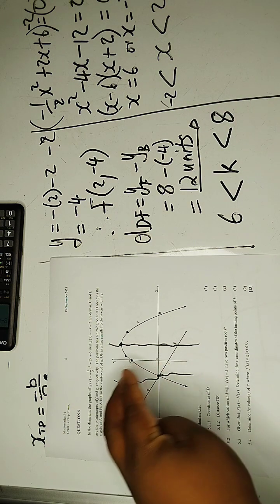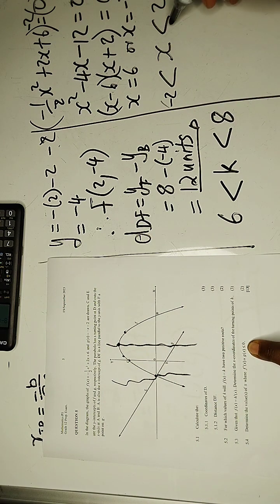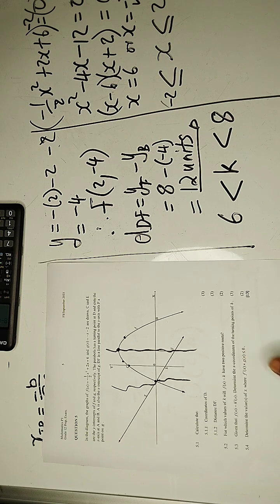When you multiply them, they must give you a negative. So it's less than or equal to, sorry. Okay, so that's how we do it with this question.